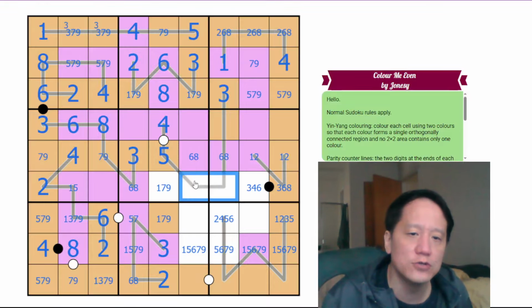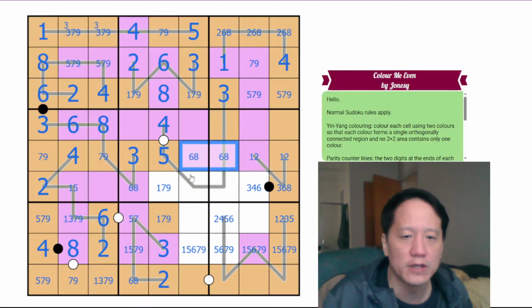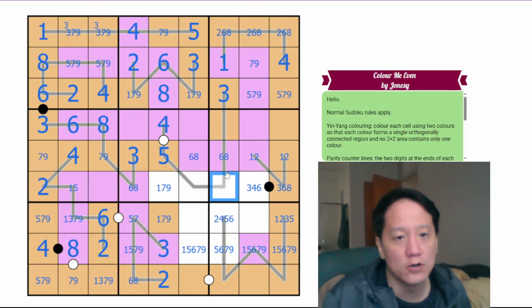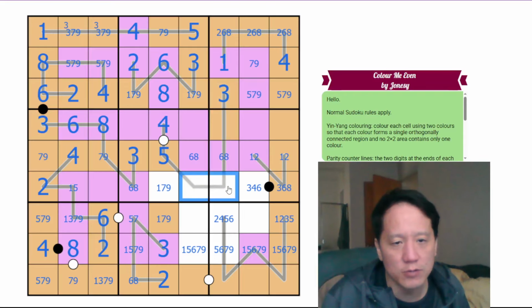Because it can't be 2 pinks here, because that would make a 2 by 2 area that has 4 pinks. That's all pink. And again, we need 1 more pink on this line, because we only have 2. So we have to have 3 at least. So one of these is pink, one of these is orange. We don't know which is which.